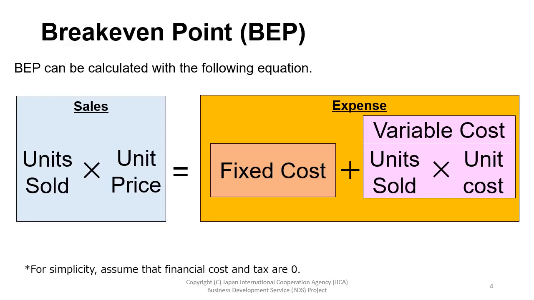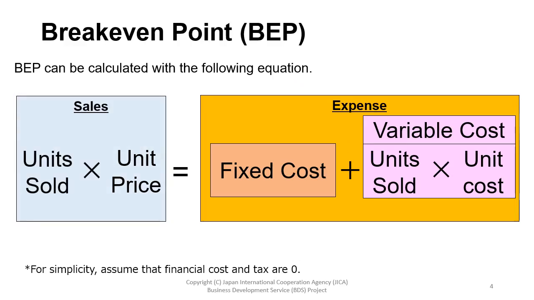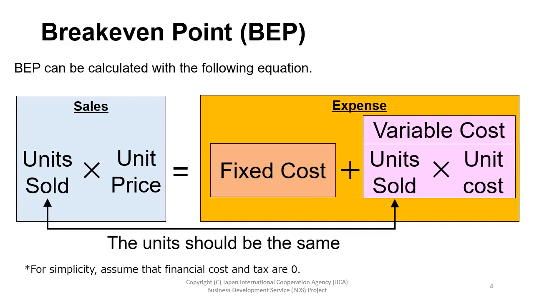To calculate sales, just multiply the number of products sold and its price. To calculate expenses, add fixed cost and variable cost. Variable cost can be calculated as units sold times unit cost. Note that the units sold for sales and expenses must be the same.